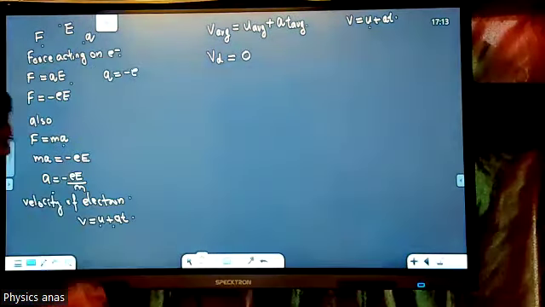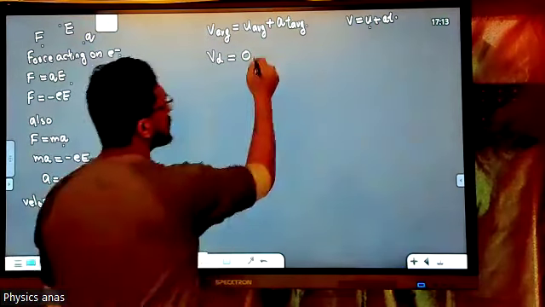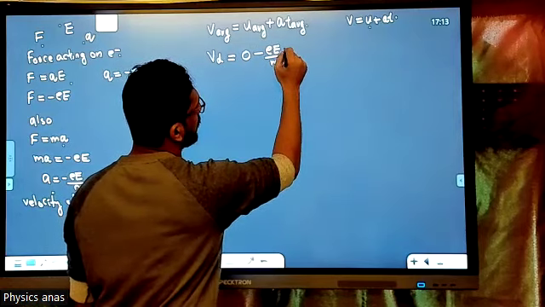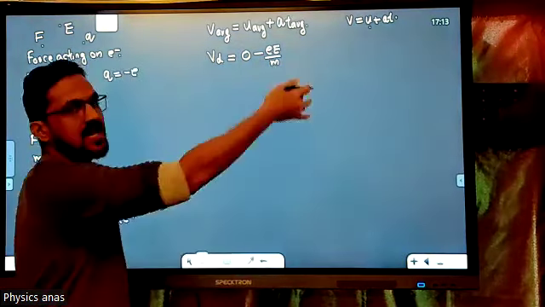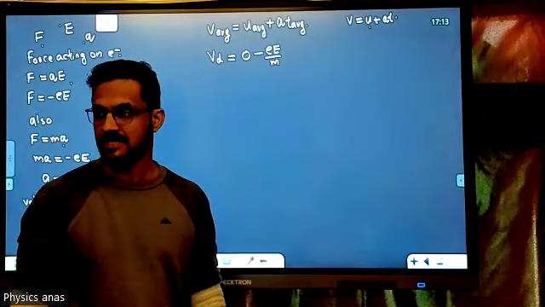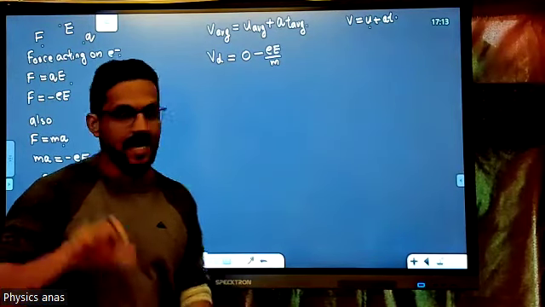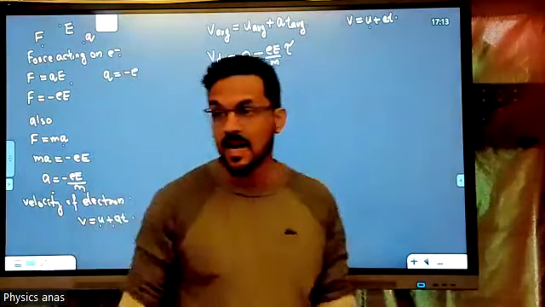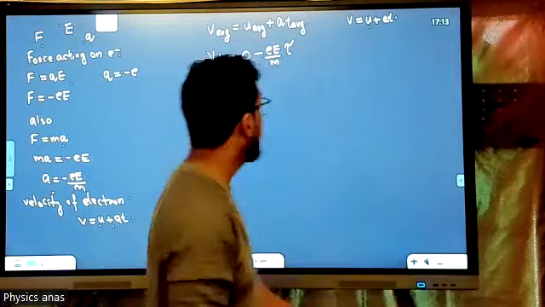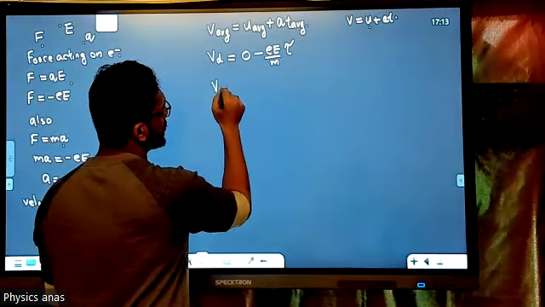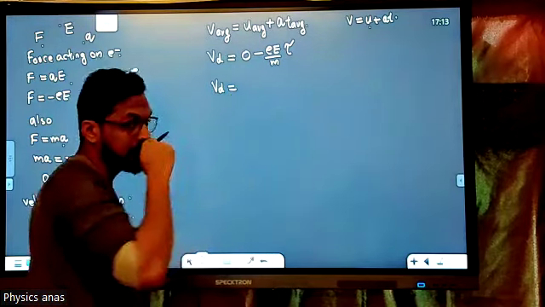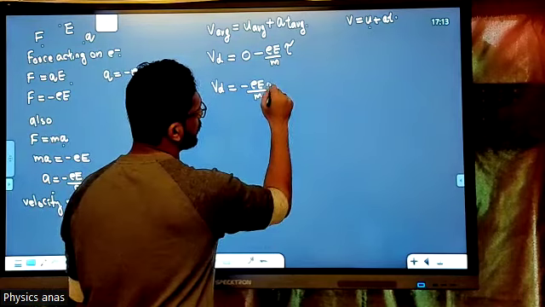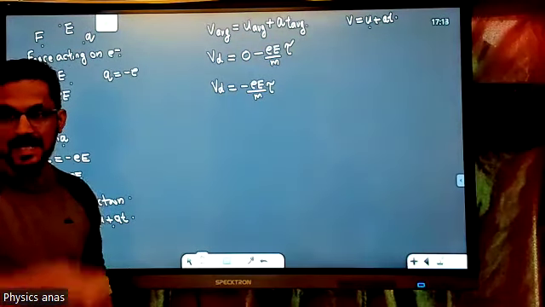So, plus A. What is A? A is minus eE by m. So you can write here minus eE by m, times T average. I am writing T average as tau. And now I have an equation for drift velocity. What is the equation for drift velocity? That's minus eE by m tau.